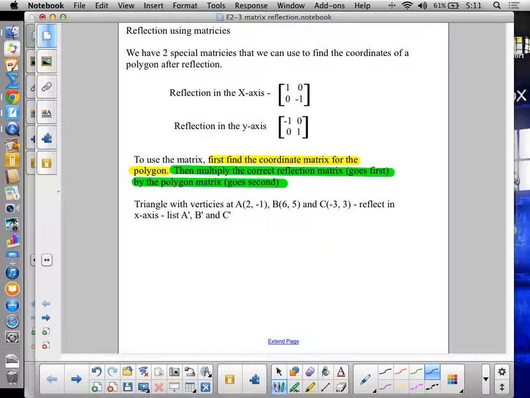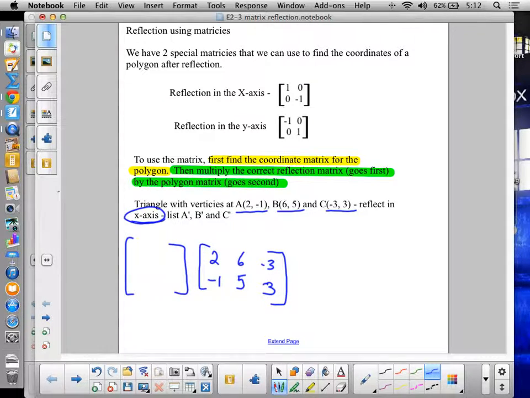I have a triangle with vertices at the given coordinates, A, B, and C. So I'm going to go ahead and create a coordinate matrix for that. That's 2, -1, 6, 5, and -3, 3. And I want to reflect it in the x-axis. So I'm going to put my x-axis reflection matrix, which is 1, 0, 0, -1, first. And now I'm going to multiply these matrices.